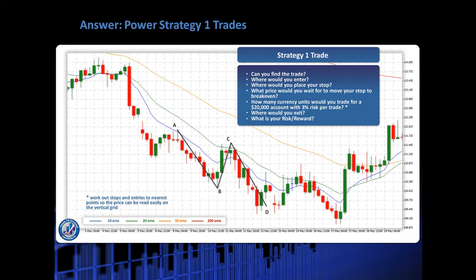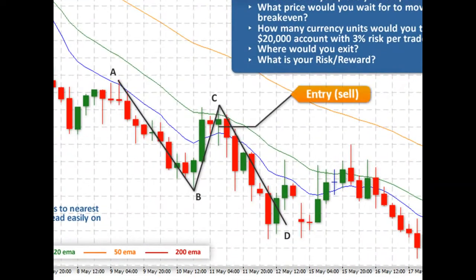So what about the entry on the trade? Where will we enter? Well, we've discussed this many times now. It's the 25% of the move from A to B from point C. Now again, we're going to adjust this slightly so it's exactly on a grid line. So it's not exactly the 25% mark, but we've adjusted it just so you can read the price off more easily for the currency unit question.